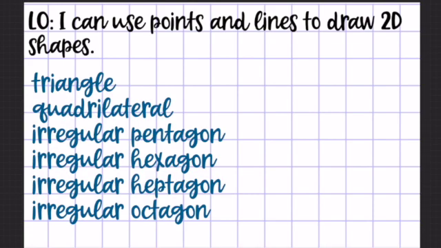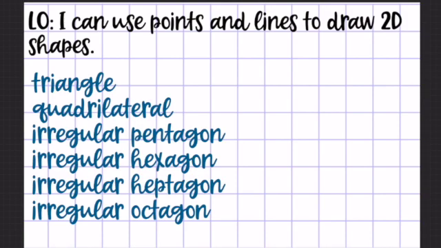Now if you look here in the blue coloured writing, I have a list of shapes that I'm going to ask you to draw using lines and points and of course a ruler. I've got a triangle, a quadrilateral, an irregular pentagon, an irregular hexagon, an irregular heptagon, and an irregular octagon. Now, irregular, when we're talking about 2D shapes, means that the sides are not all the same. Often when we see pictures of hexagons and pentagons, all of the sides are the same. But we're not doing that today.